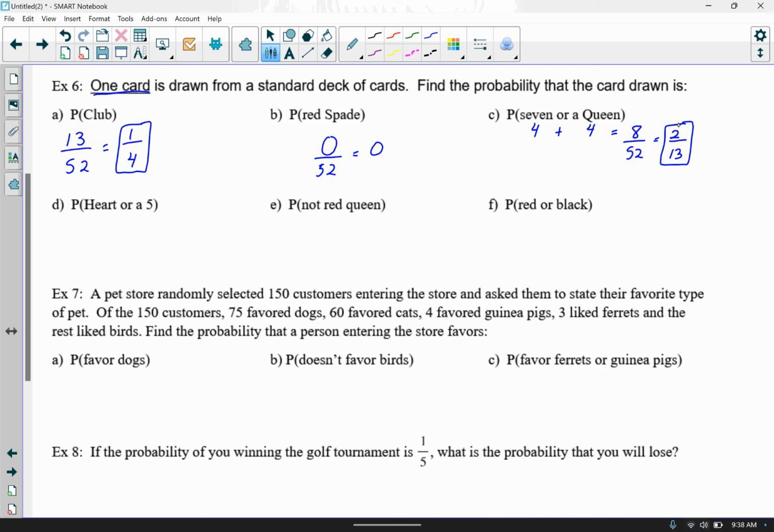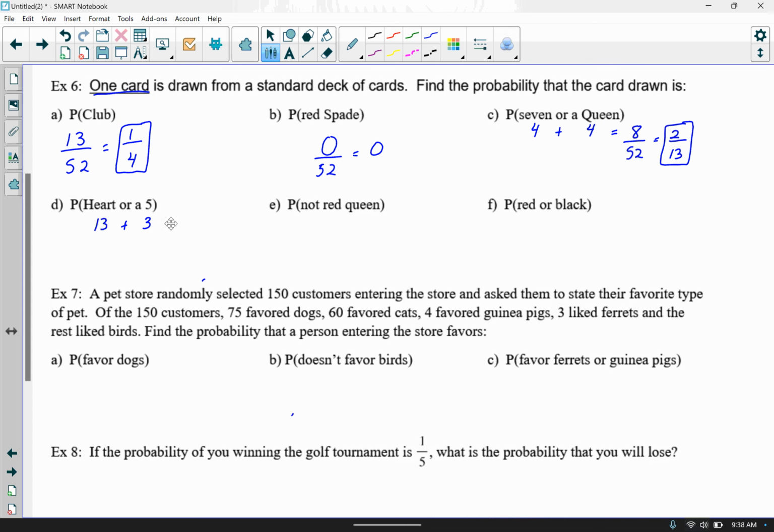All right. Come on down to letter D. I want the probability that I get a heart or a 5, right? So I ask myself then, how many hearts are there in my deck? That's a full suit, so there's 13 of those. Now, I want to get a 5. Now, think about it. There are 4 5s, but one of those 5s has already been counted with the hearts. So I only have 3 left. And so then that lands me at 16 out of 52.